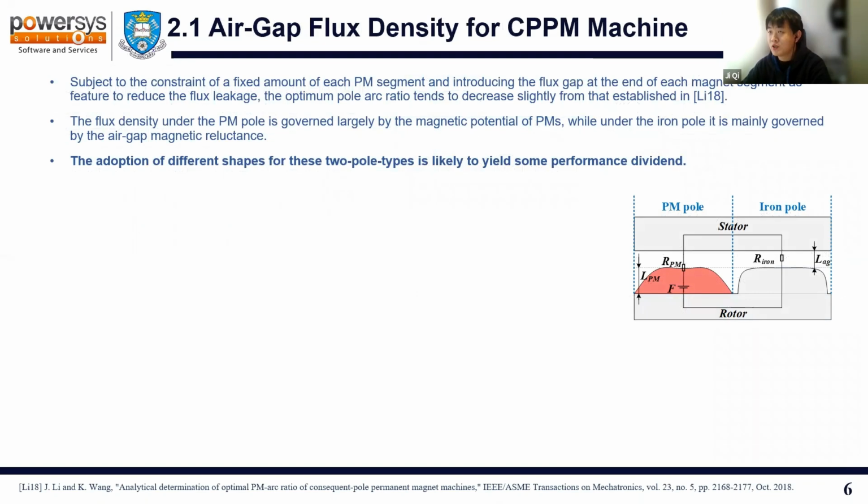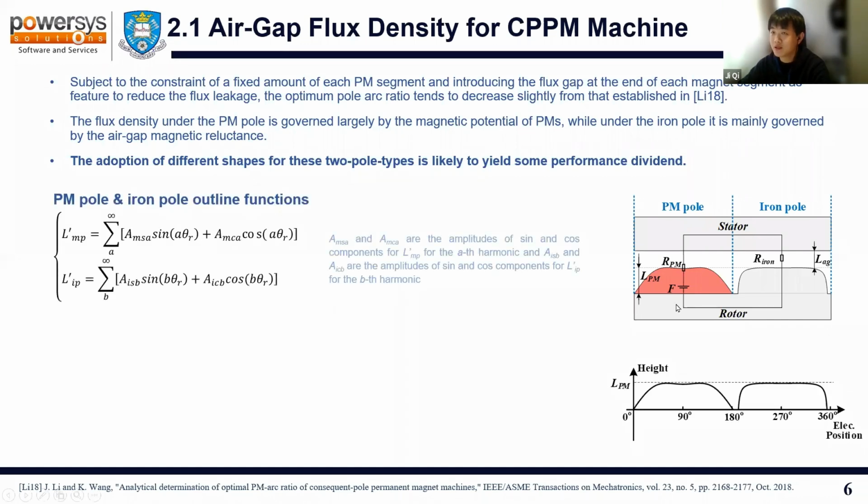Subject to the constraint of a fixed amount of each magnet segment, and introducing the flux gap at the end of each magnet segment as a feature to reduce the flux leakage, the optimum pole arc ratio tends to decrease slightly from that established in the previous paper. In the previous paper, the optimum magnet pole arc ratio is around 1.2.